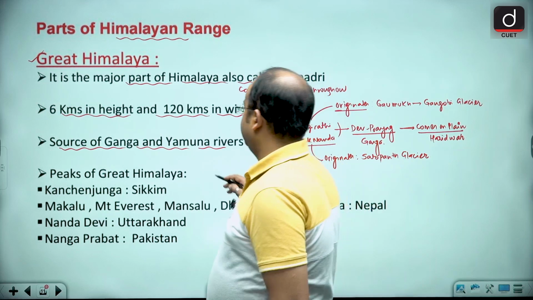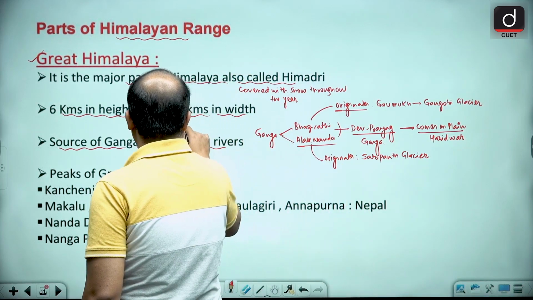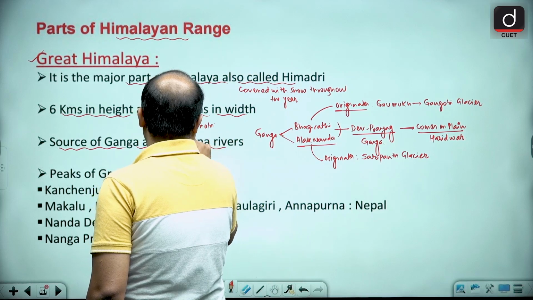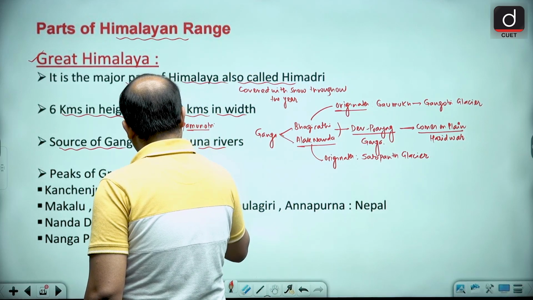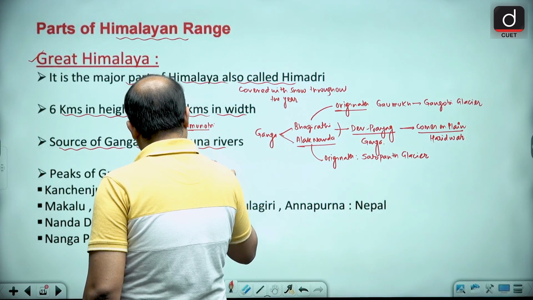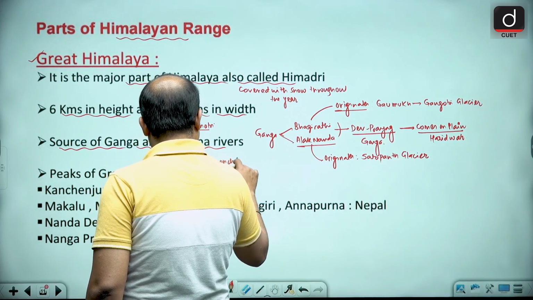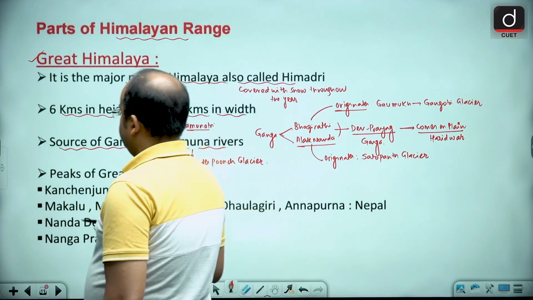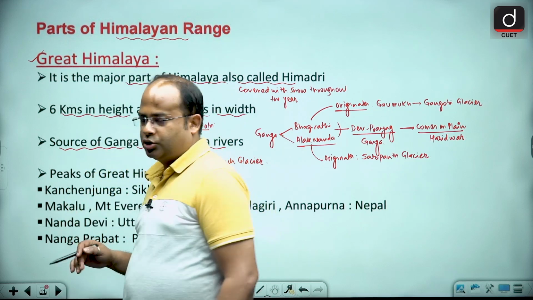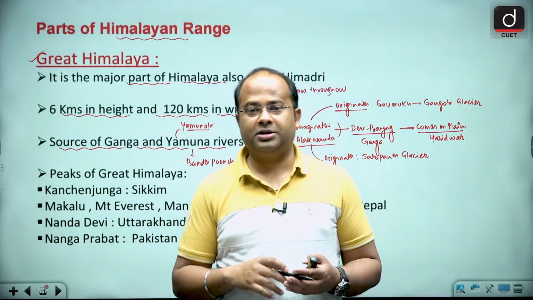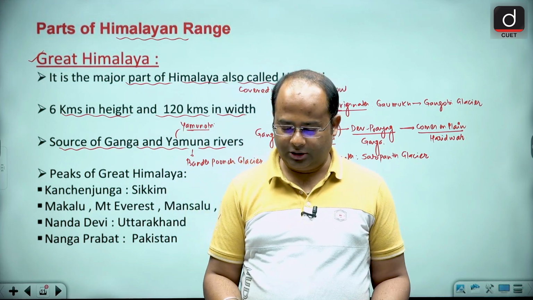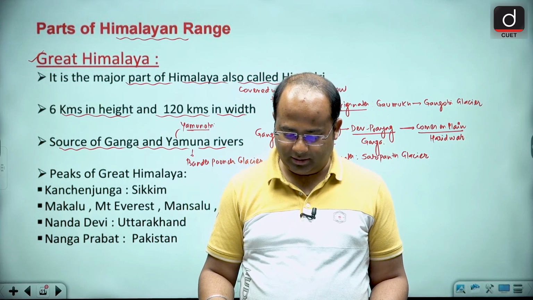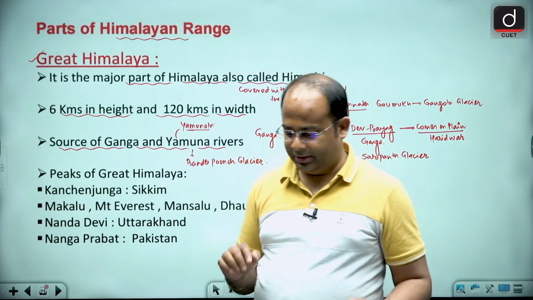And Yamuna originates from Yamunotri, and the glacier is Bandarpunch glacier. These are part of the river system, and the Himalayan rivers are perennial in nature.